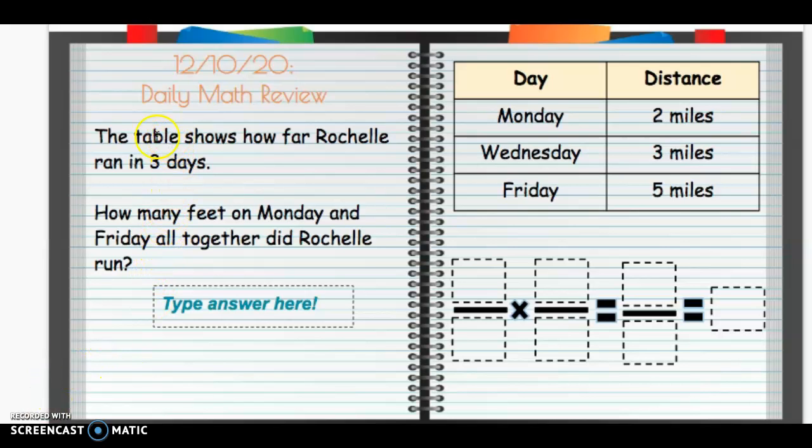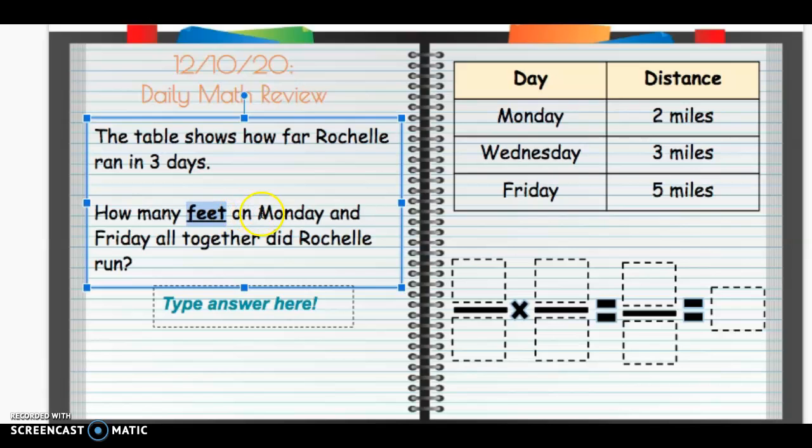Okay, so for DMR today, it says the table shows how far Rochelle ran in 3 days. All right, so Monday she did 2 miles, Wednesday she did 3 miles, and Friday she did 5 miles. I want to know how many feet on Monday and Friday altogether did Rochelle run?